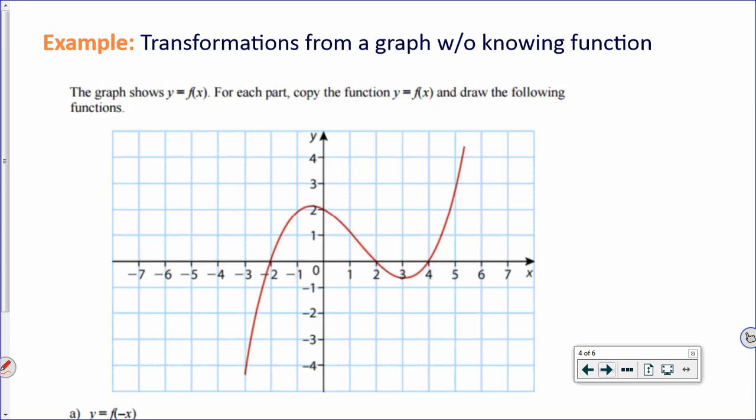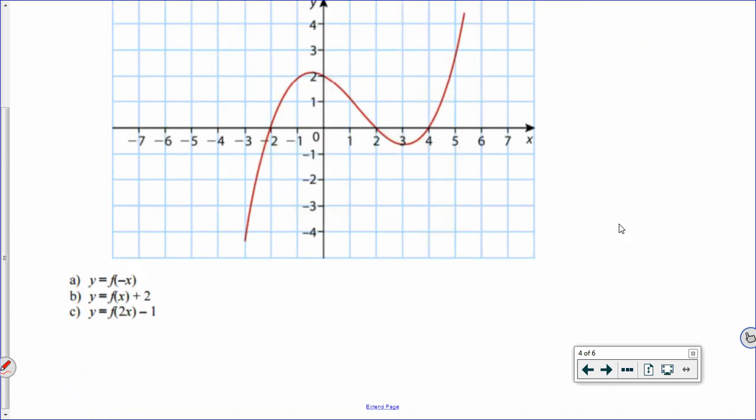Another question here, we have a function shown to us on a graph. There is no function given in the question. It just says the graph shows y equals f of x. So it could be any function, looks like a cubic function. And then for each part below, it's asking us to copy this function and draw the new ones. So below we have y equals f of negative x. So we have to know that that means all x values are becoming negative x and y's are not changing.